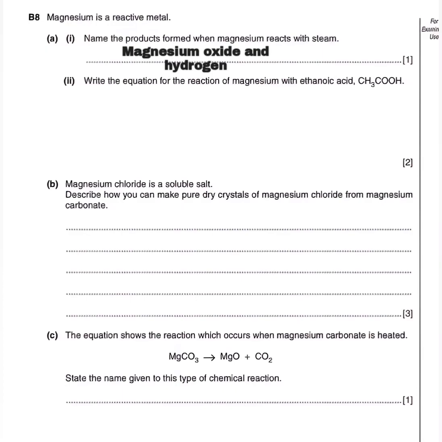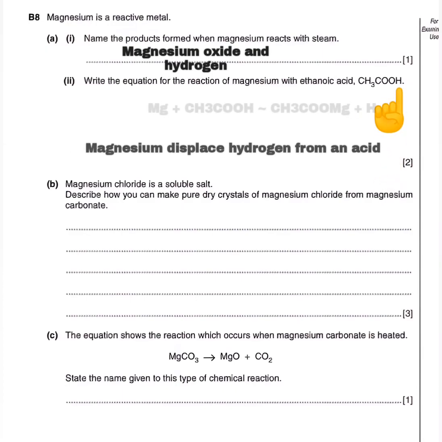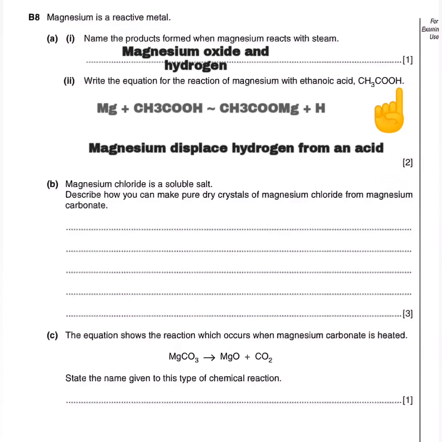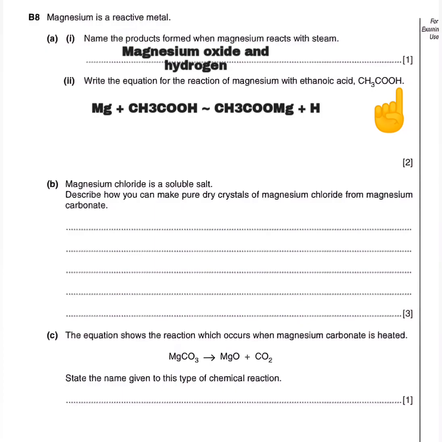Okay, so when I react magnesium plus ethanoic acid, what is going to be produced here? It is the magnesium ethanoate plus hydrogen gas. Then as for B, magnesium chloride is a soluble salt. Describe how you can make pure dry crystals of magnesium chloride from magnesium carbonate.